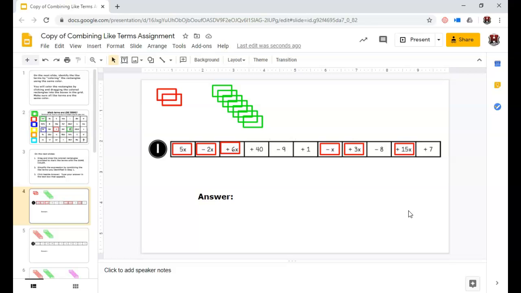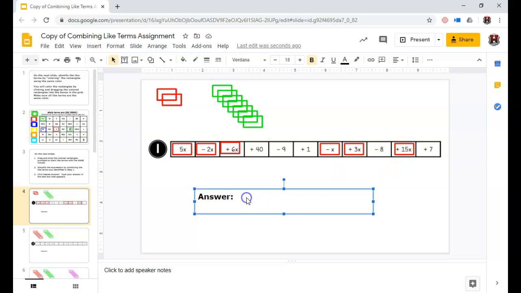Now you could also grab your calculator and type in 5 minus 2 plus 6 minus 1 plus 3 plus 15. But you'll click down here where it says answer and you'll type in 26 and put that last name of x. So 26x is what you get for that.